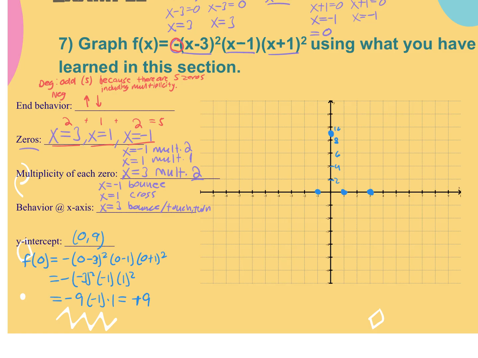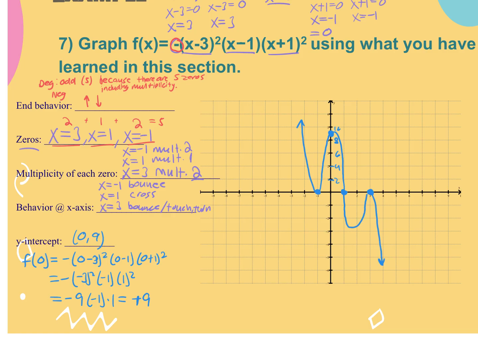I know that at the very left, it's going to go up. At the very right, it's going to go down. And I know at negative 1, because it had a multiplicity of 2, it's not going to cross it, it's going to bounce. All right, and then I know I have to cross at the y-intercept, and then eventually I'll have to go back down, right? And at 1, it crosses because it had a multiplicity of 1.